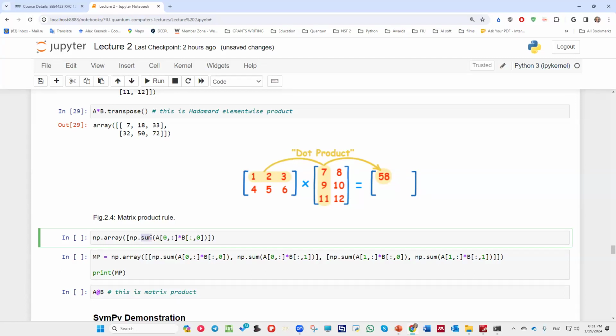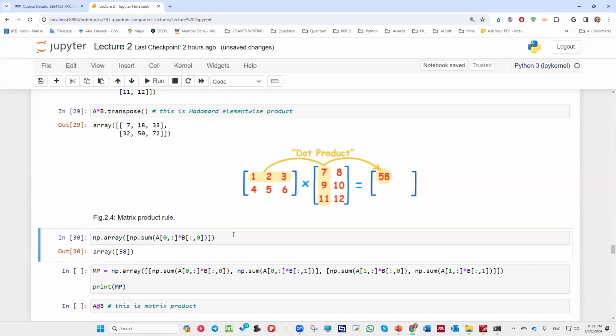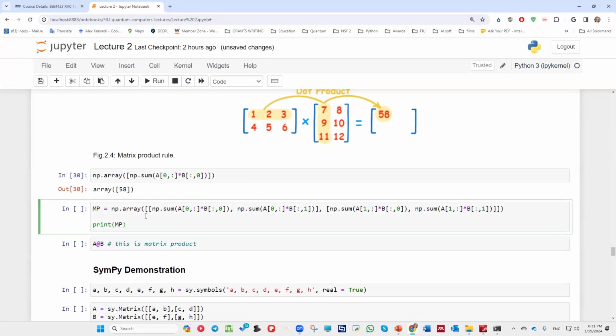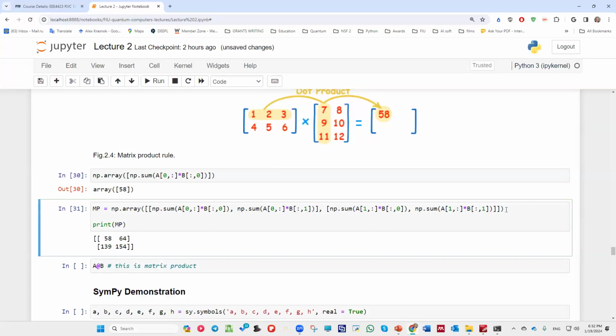And then I sum up all these products, and I get the result, which is 58. This is exactly what we expected to get, 58. And the same way, you can take these slices and products of them, and the summations for all the 4 elements of the new matrix, and print the result for this matrix multiplication.